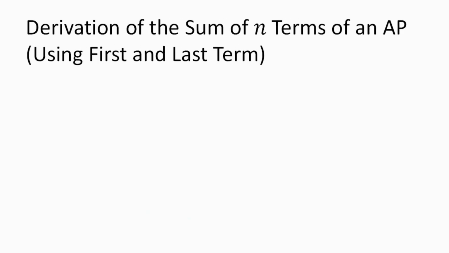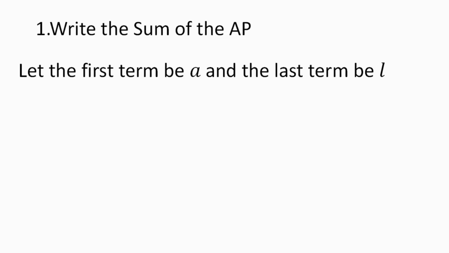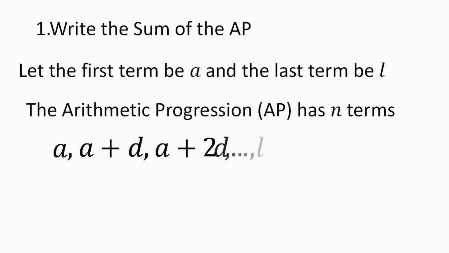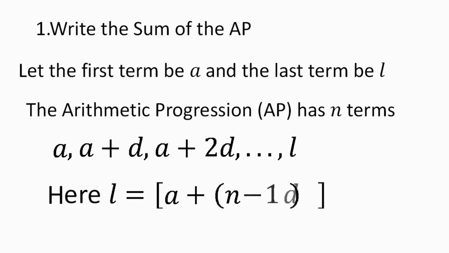In this section, we derive the summation of n terms formula using the first term and the last term, that is A and L. So first write the arithmetic progression using the first term A and the last term L. Hence the progression is A, A plus D, A plus 2D, and so on, up to L. We know that the last term L is equal to A plus (n minus 1) times D. L is the nth term.